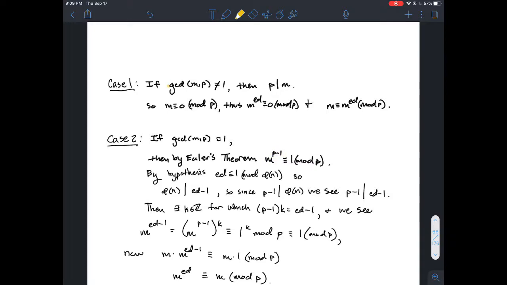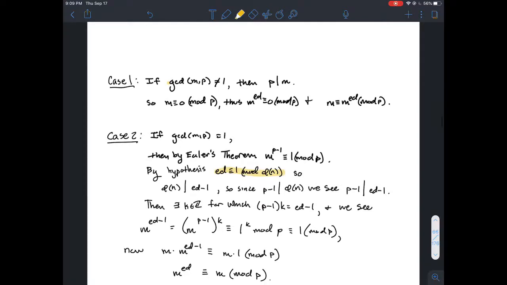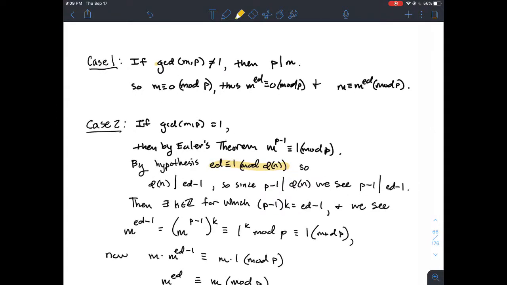So by hypothesis from the RSA setup, ed is equivalent to 1 mod phi of n. Remember, d is like that nice inverse that undoes this exponent e. And so let's think about what this says. This congruence is equivalent to saying that phi of n, the modulus, should divide the difference, ed minus 1.